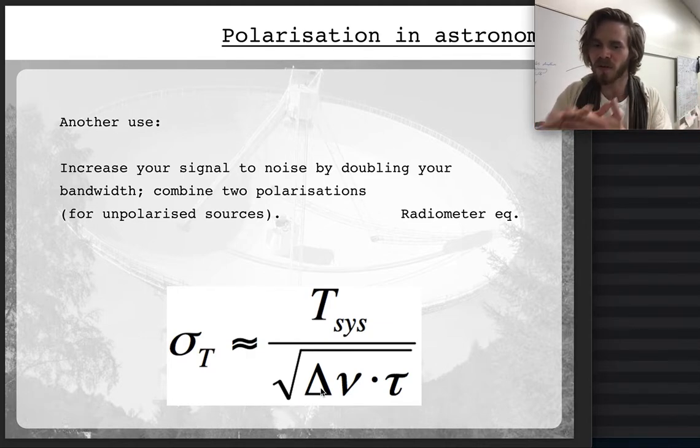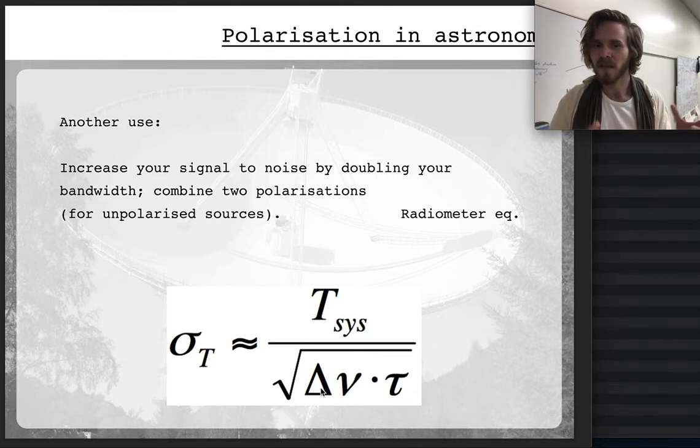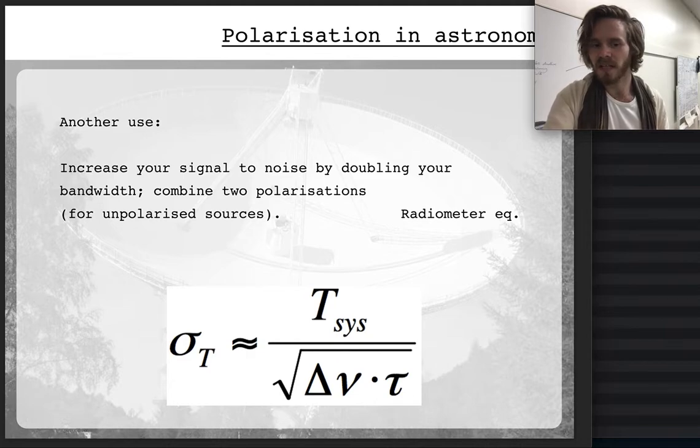The noise is not the same. So the noise of the X and the Y combined is less than the noise of the X and the Y independently. So by combining the polarizations of your data, say you take data with horizontal and vertical polarized data, by combining the two polarizations, you double your bandwidth, and so that's going to improve the sensitivity of the data that you're taking.